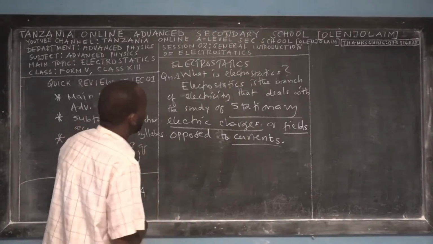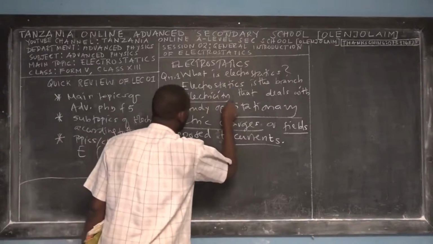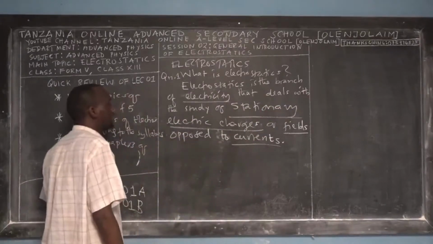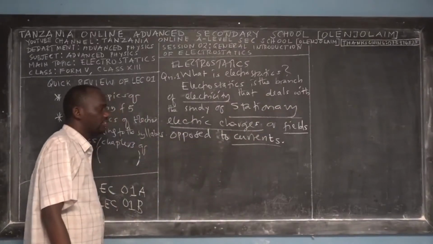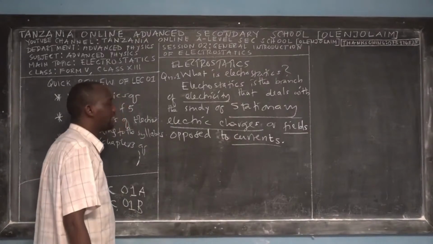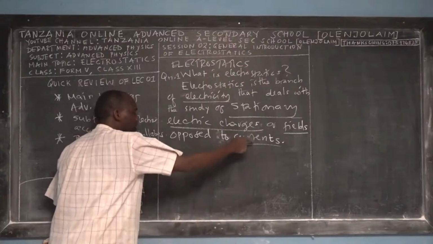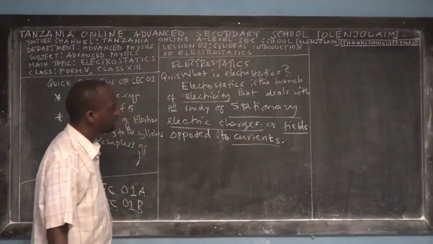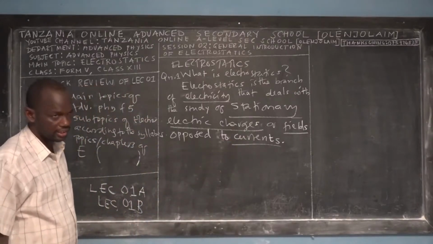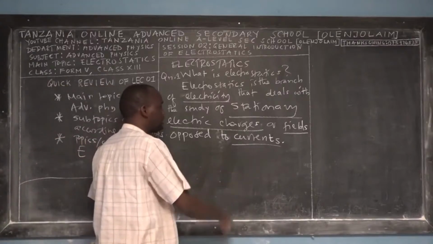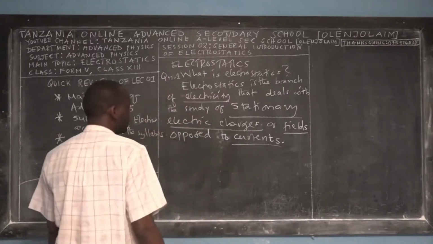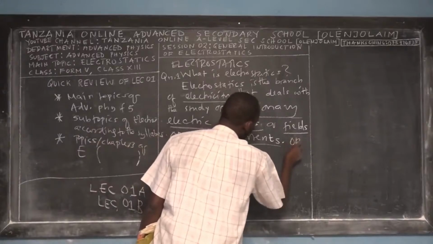So this is the definition of electrostatics. It's a branch of electricity that deals with the study of stationary electric charges or stationary electric fields, as opposed to currents, because the charges in currents are not stationary, they are in motion. And even the fields are not stationary, they are in motion. So that's the first definition of electrostatics.